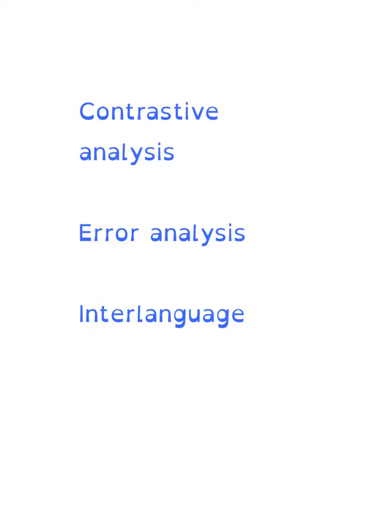But error analysis differed from contrastive analysis in that it did not set out to predict errors. It sought instead to discover and describe the different kinds of errors in an effort to understand how learners process second language data.